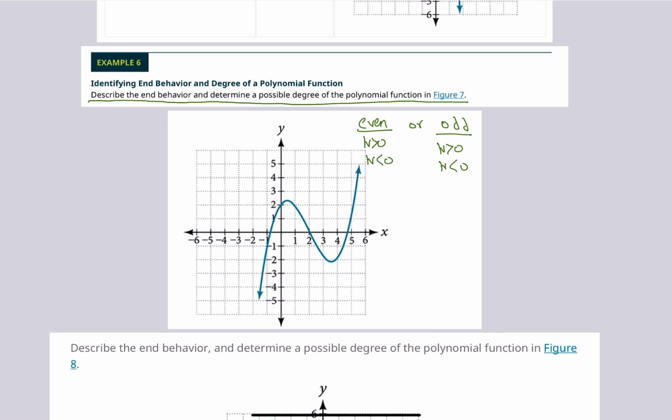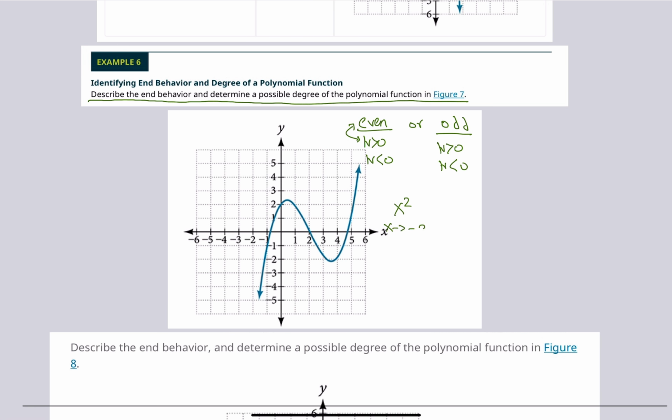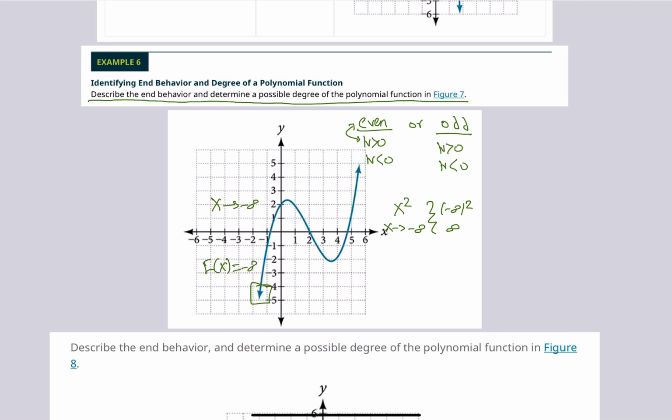Now, if k is positive and even, let's write down a case. So let's say we have x squared. k is positive, k is 1. It's even. Now, let's first determine as x tends to negative infinity, what do we get? Negative infinity squared equals infinity, which is definitely not the case. As x tends to negative infinity, we're searching for f(x) equal to negative infinity. So this one is out.